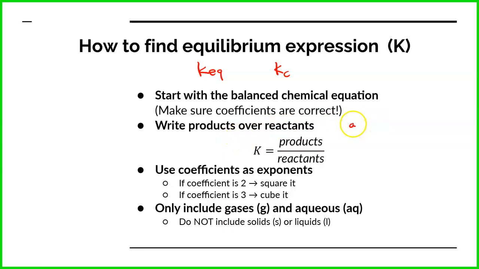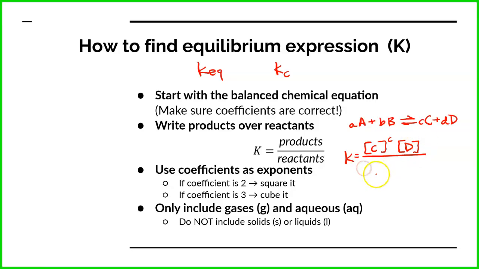Let's say that we had a reaction, and this is not a real reaction, where we have A and B yielding C and D. The little letters represent my coefficients. So when I write this K expression, I'm going to put the concentration of my products, like C, and raise it to the coefficient's power. The same for the concentration of D raised to its power, all over my reactants.